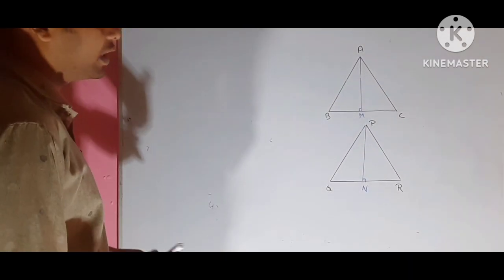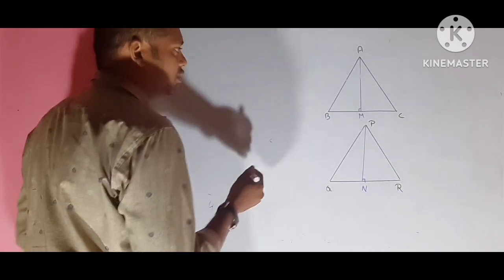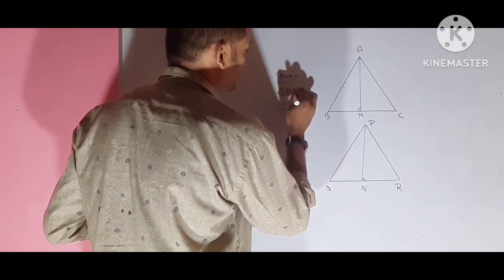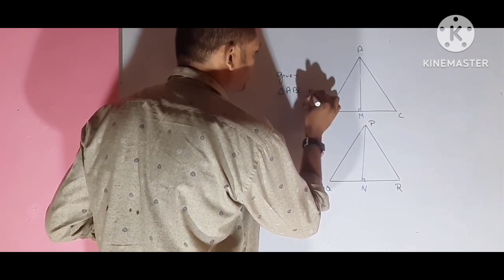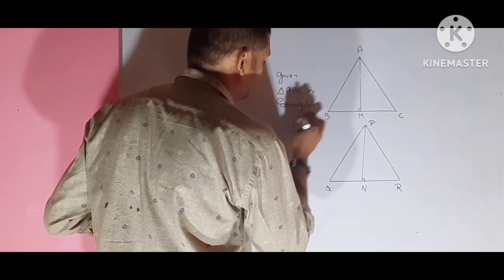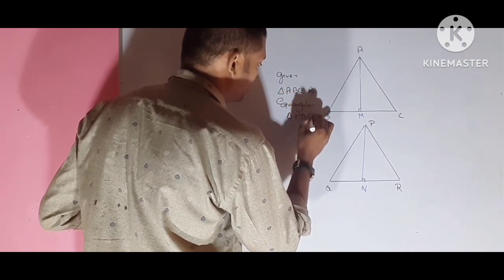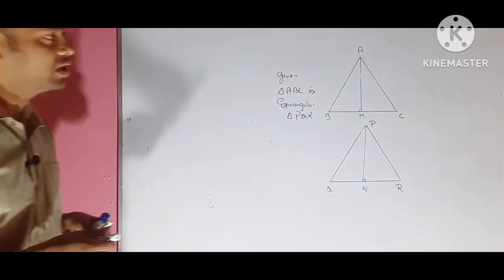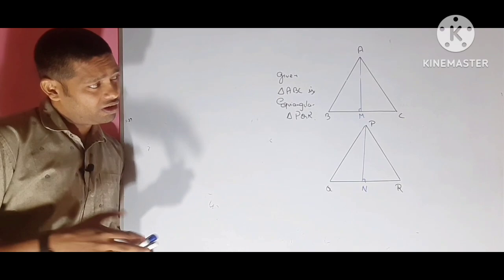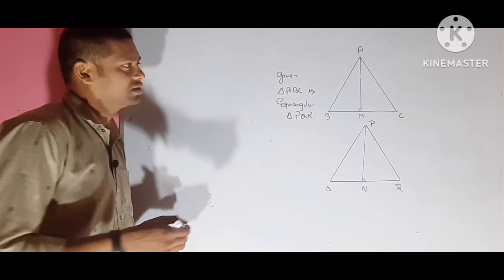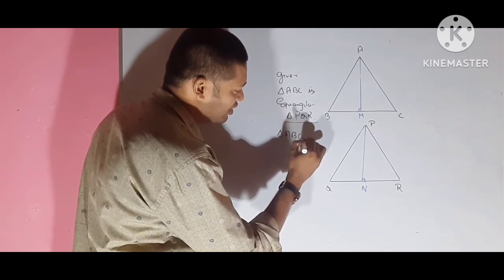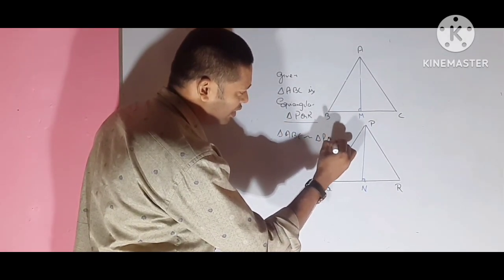So what are they trying to say? They are trying to say the given. We will first write the given. Given: triangle ABC is equiangular with triangle PQR. What does it mean? All the angles of ABC are the same as the angles of PQR. If all the angles are equal, both triangles are similar. Indirectly they are saying that triangle ABC is similar to triangle PQR.